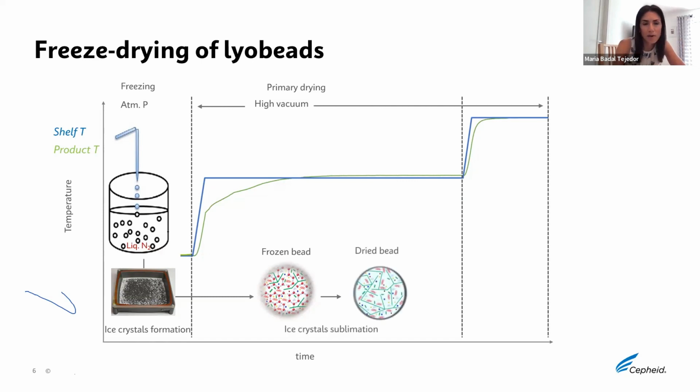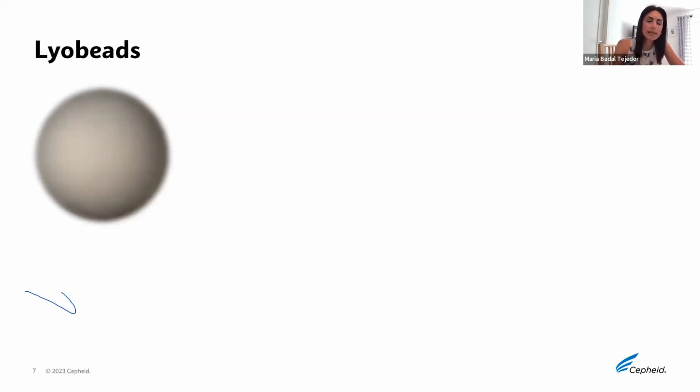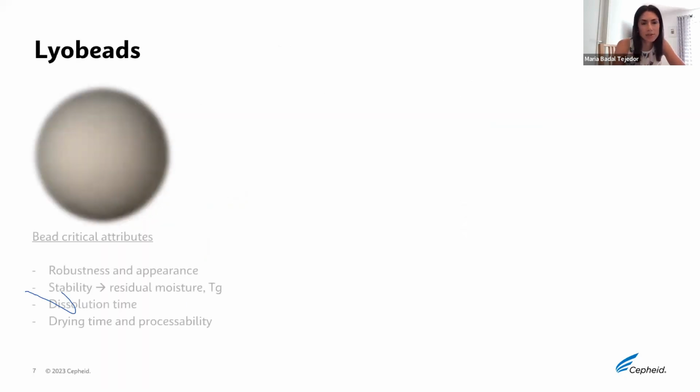After our bead has dried, we also move into secondary drying to desorb the water that was trapped in the freeze concentrate, the same case as before. And then after increasing the temperature in secondary drying and giving time to desorb the water, we will have our finished product. But the LyoBeads need to meet certain requirements to be able to be used for their purpose.